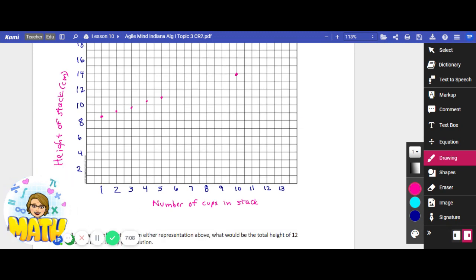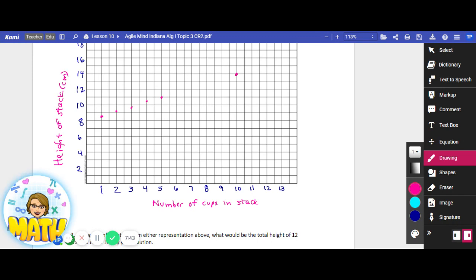So now ask yourself, if they form a straight line, why aren't we drawing a line through them? Well, the reason for that is because this is a specific situation where we're talking about numbers of cups and heights of a stack, we have to ask ourselves, is it possible to have values in between the ones that we have on the table? For example, I have a dot for 1 cup and for 2 cups. Could I have something in between there? Could I have 1.5 cups in my stack? And hopefully right now you're shaking your head, no, Mrs. Pollock, you can't have 1.5 cups in the stack.